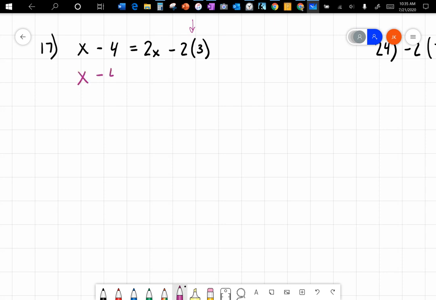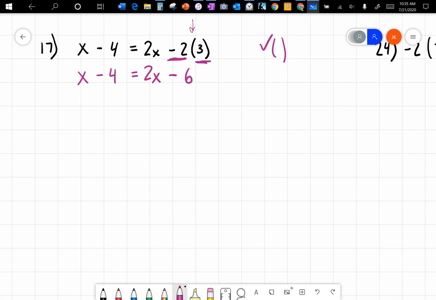So x minus 4 equals 2x, and then I'm going to view this as negative 2 multiplied by 3. If I multiply negative 2 times 3, that's going to give me -6. So we took care of parentheses, right? We got our parentheses taken care of.